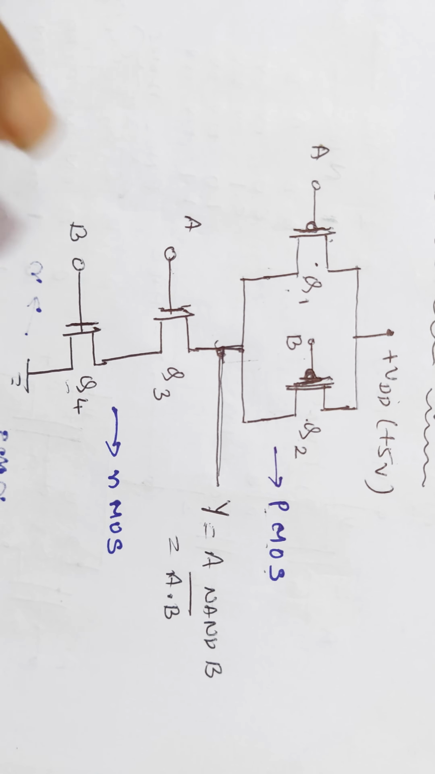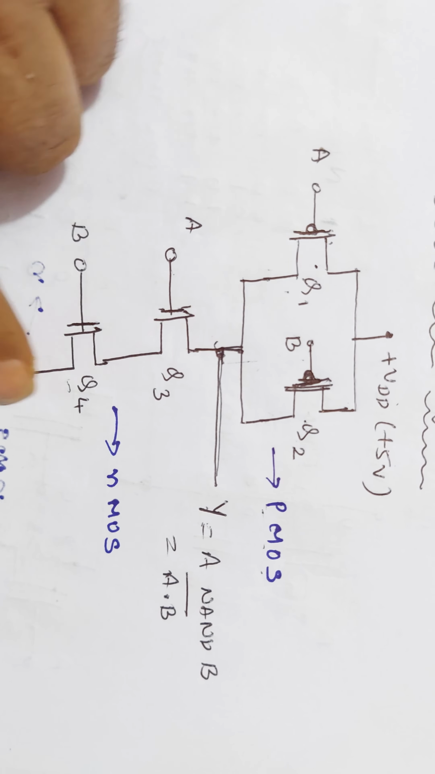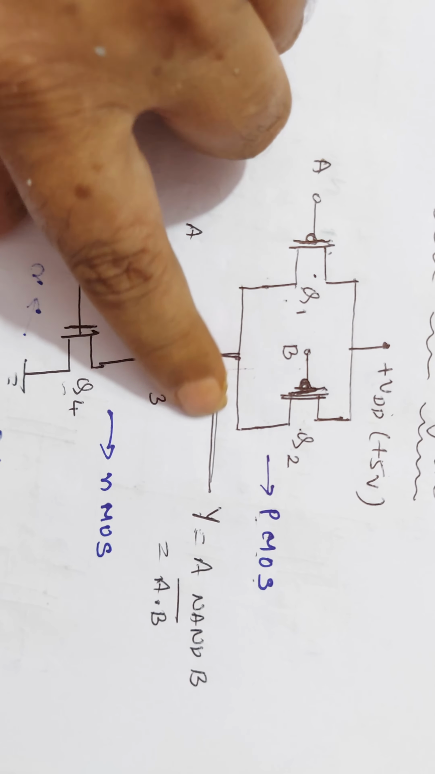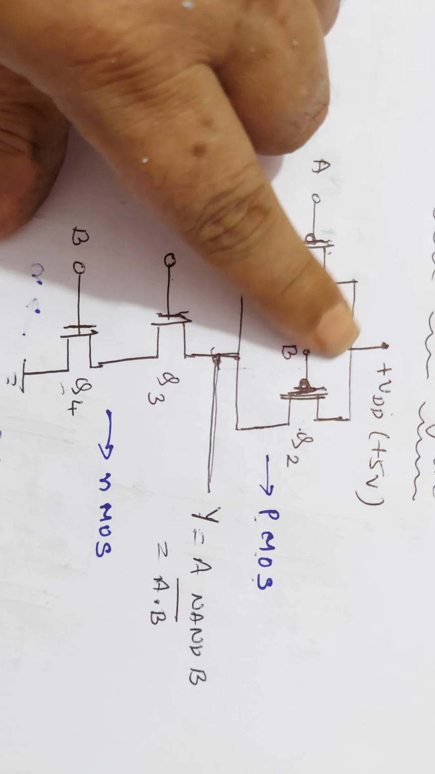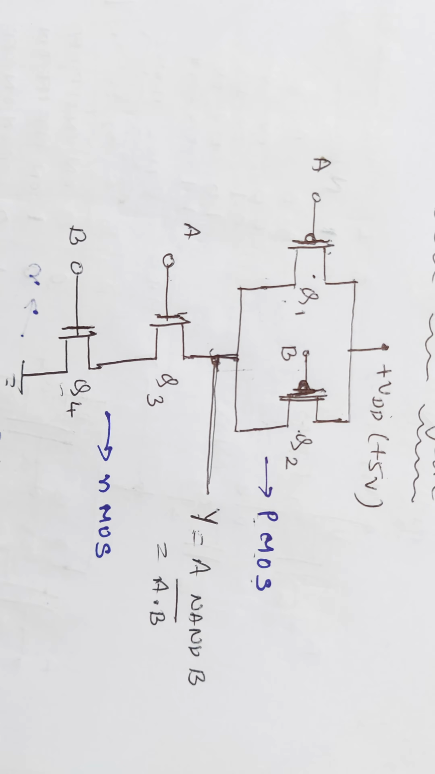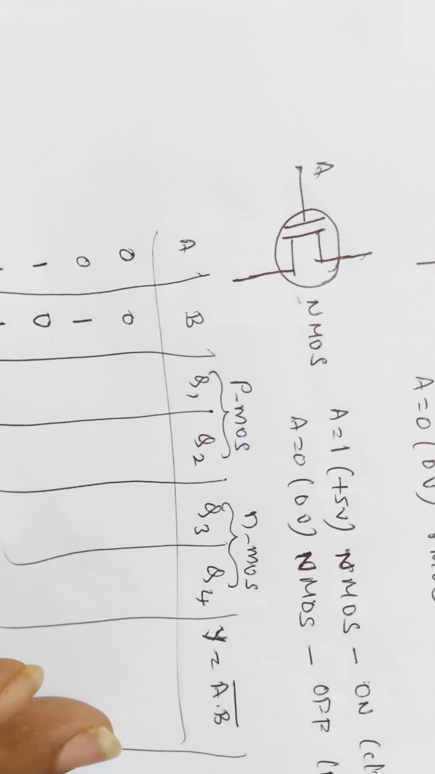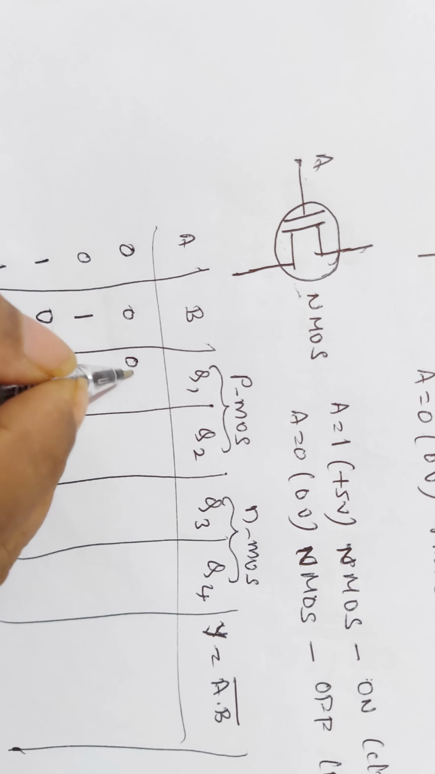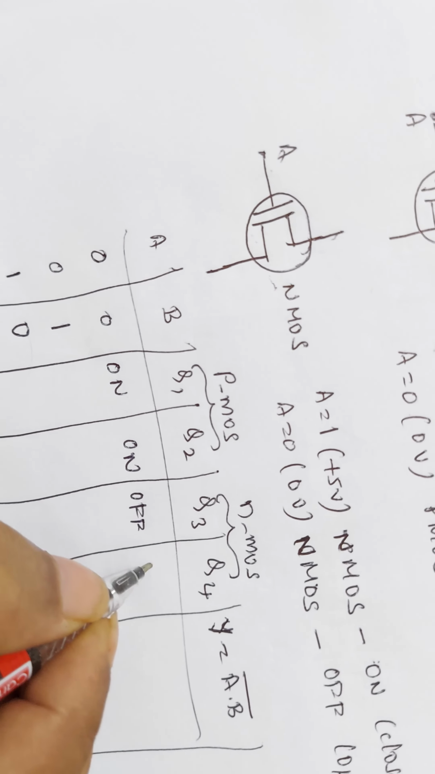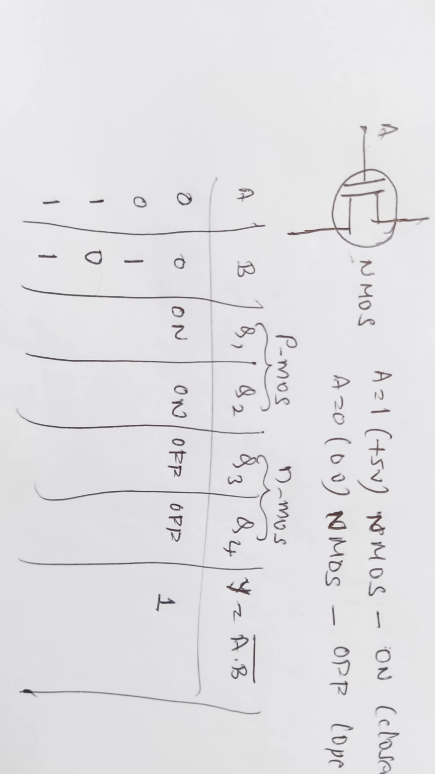Now, when A equals 0, B equals 0, both NMOS transistors are open. Therefore, no current can flow to the ground. In other words, the current from VDD can flow to Y through this closed path. Therefore Q1, Q2 go on, Q3, Q4 go off, and the output is 1. Let us consider the second case.